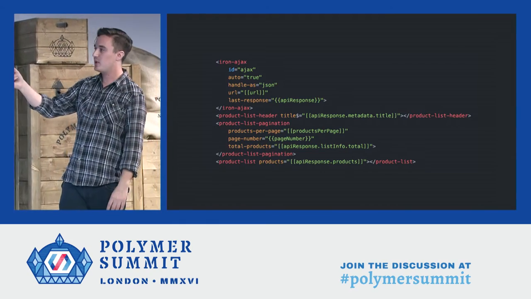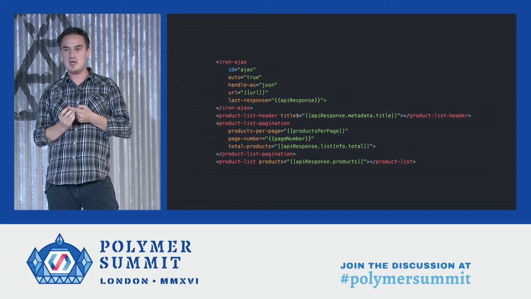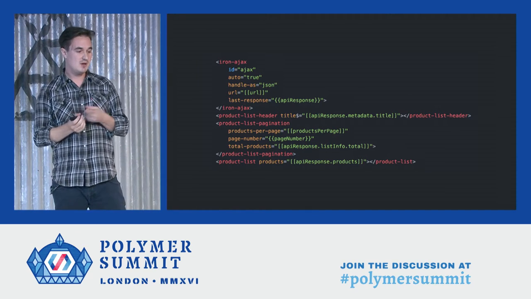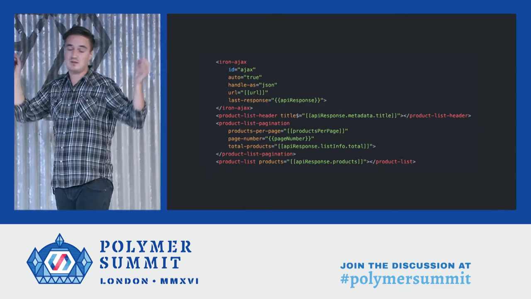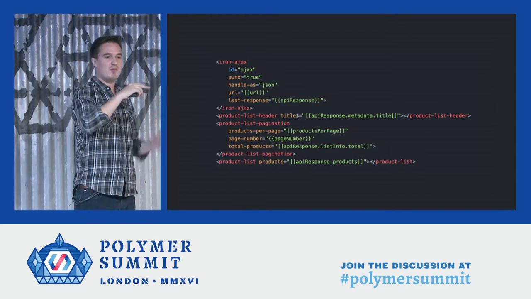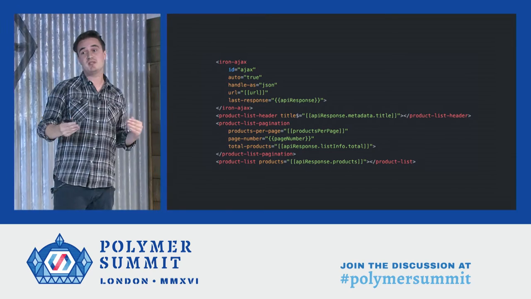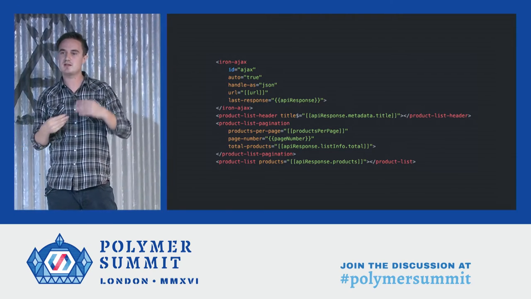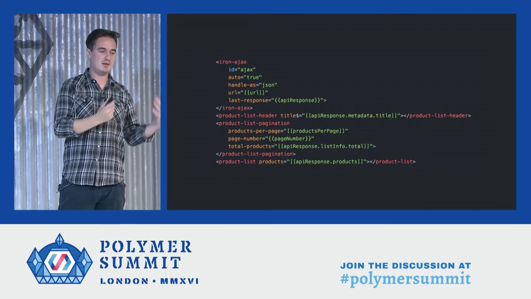So this is the template. You can see it's got a few subcomponents. So we're using Iron Ajax as a wrapper around XHR requests. We've got a thing called product list header, so that's just the name of the list. We've got pagination, which is the controls, and we've got a list of products. So you can see how we've broken apart these subcomponents, and each one of these subcomponents can have their own levels of tests, so they can be tested in isolation, so you don't have to test everything together, just how you expect it to work.